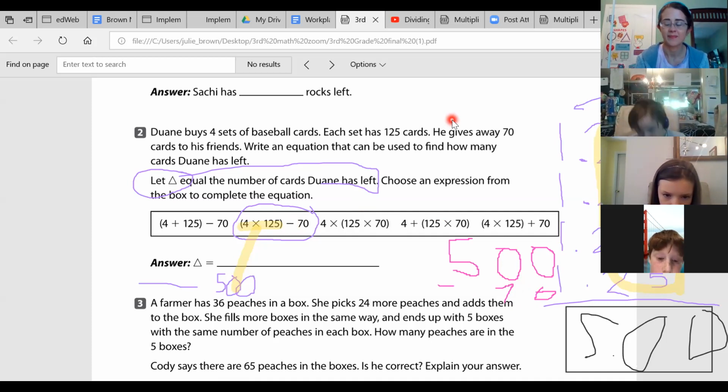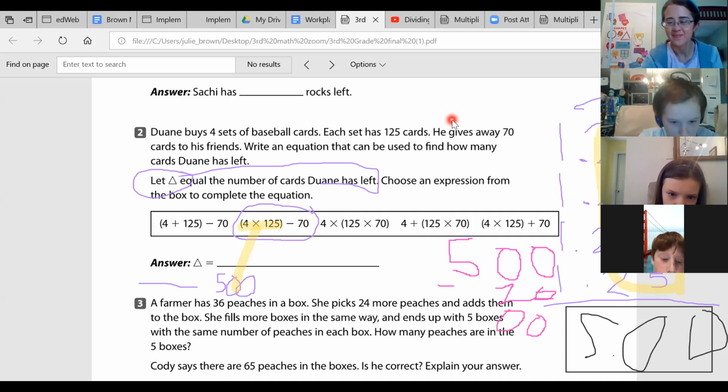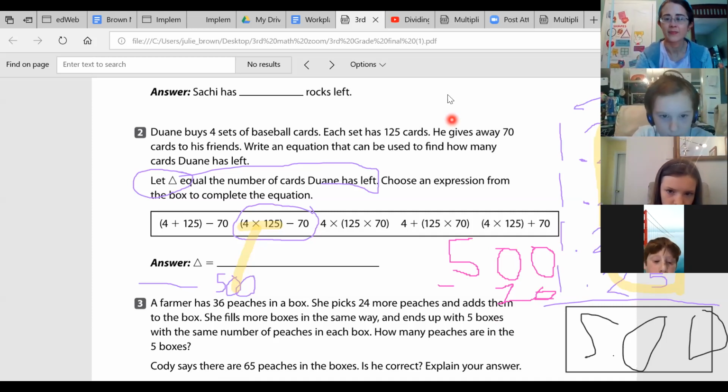And that would be 0, and then... wait, no. Oh my gosh, where's the button to redo that? Okay. 0, and then that would be a 7.